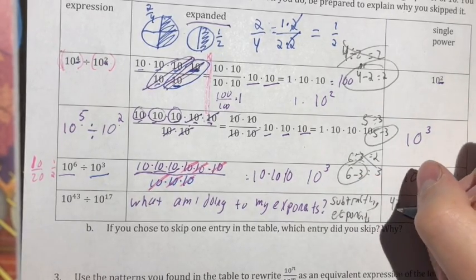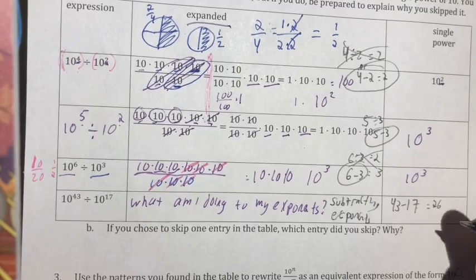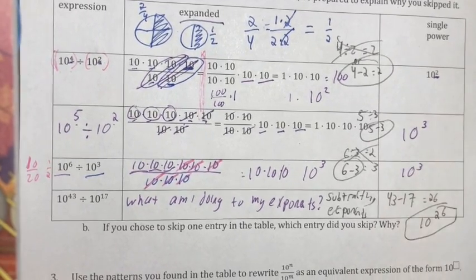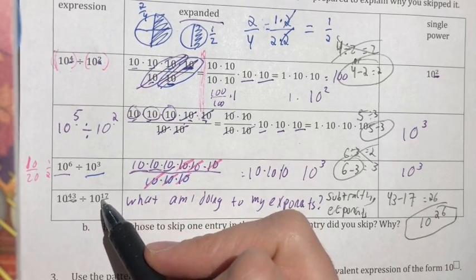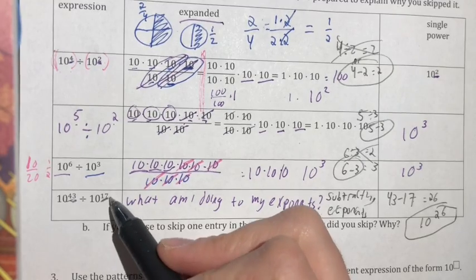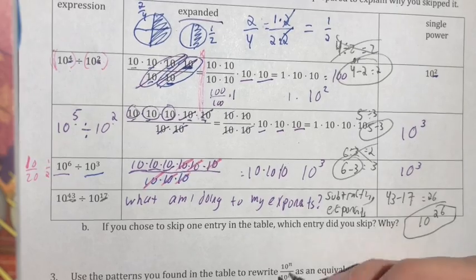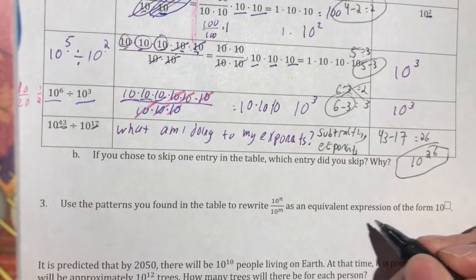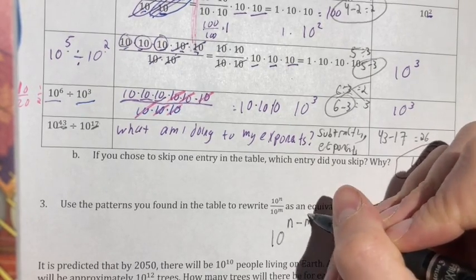So 43 minus 17, let's see, 43 minus 7 is 36. 36 minus 10 is 26. So I would have 10 to the 26th power there. If I have 43 tens and I cancel out or simplify out 17 of them, I'd be left with 26. So if I'm rewriting 10 to the n over 10 to the m, I would write this as 10 to the n minus m power.